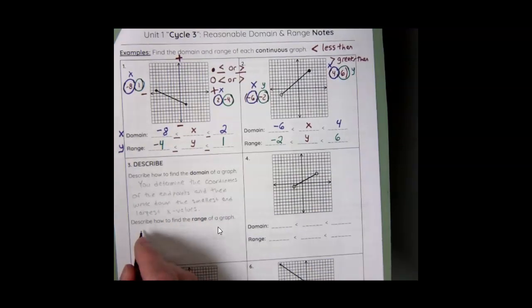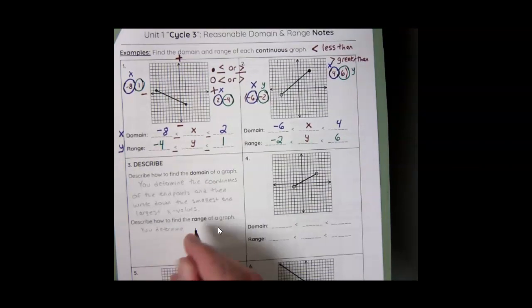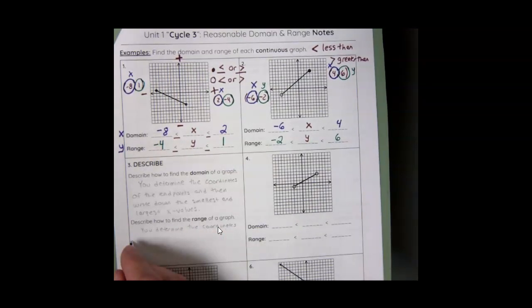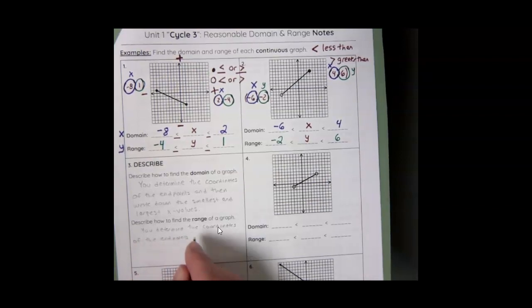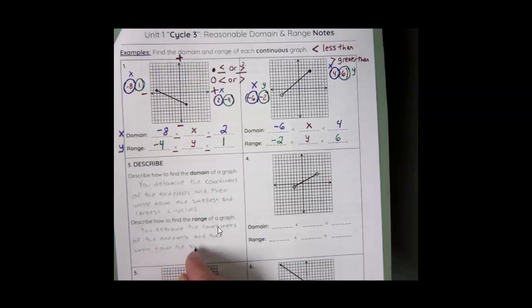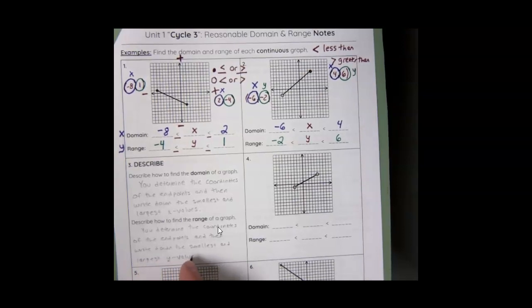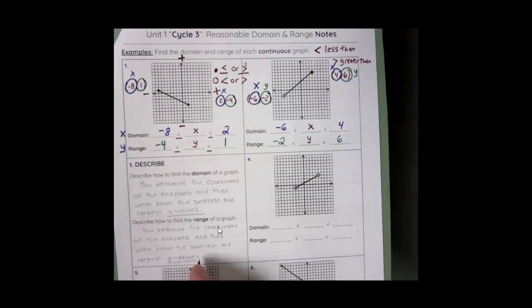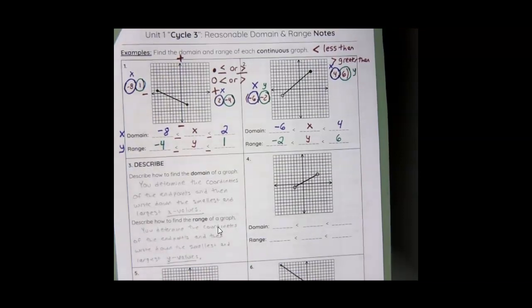Okay? Similarly, for range, you determine the coordinates of the endpoints and then write down the smallest and largest y values, because this is your range. Okay? So let's try number 4.